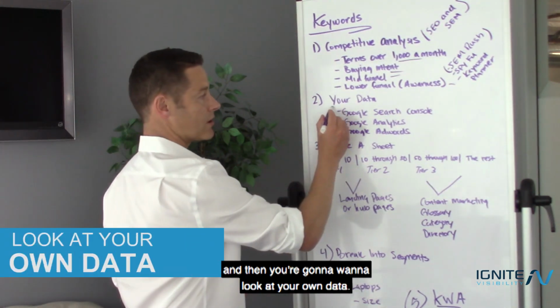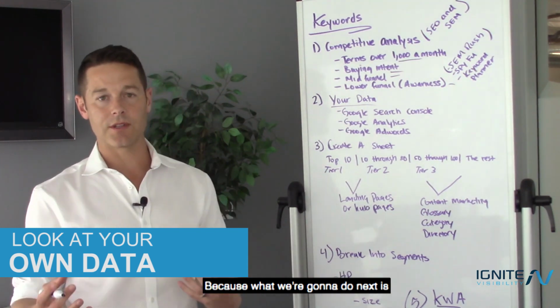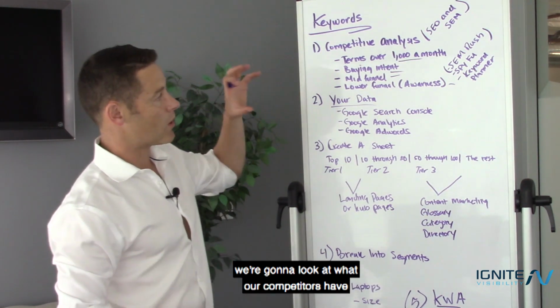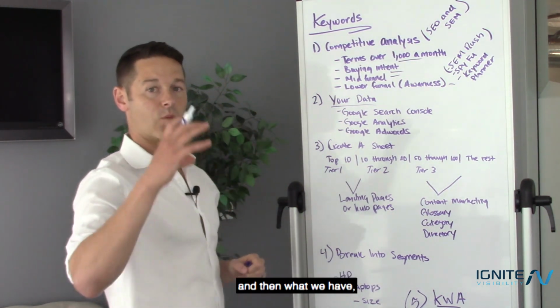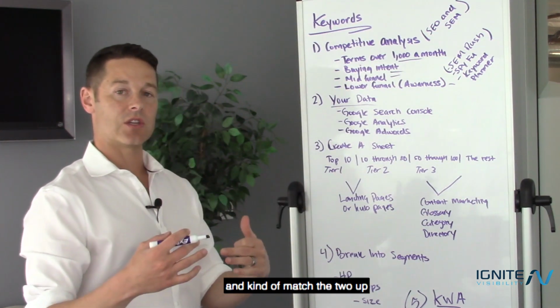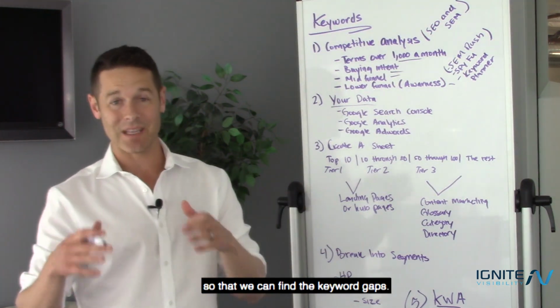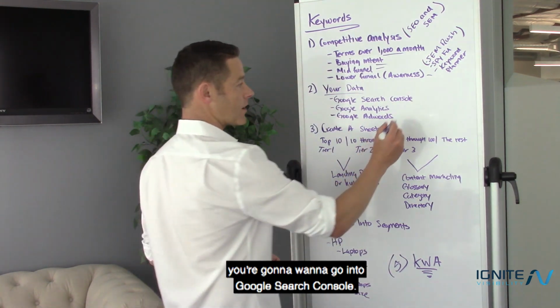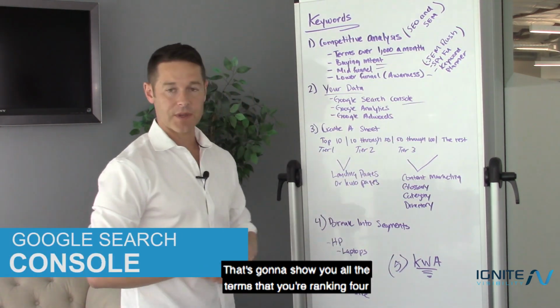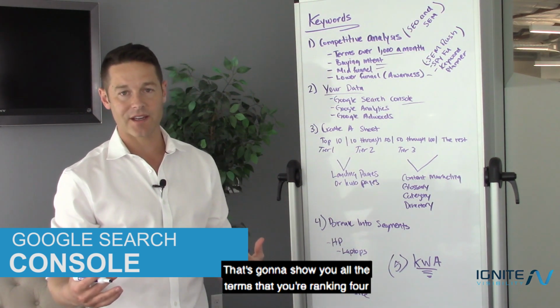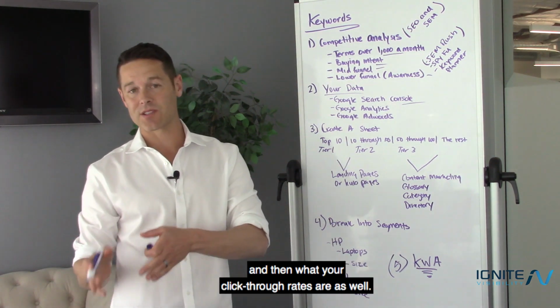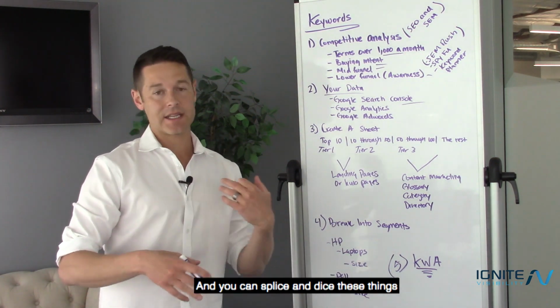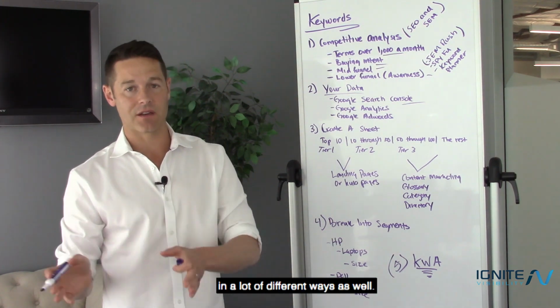And then you're going to want to look at your own data, because what we're going to do next is we're going to look at what our competitors have and then what we have and kind of match the two up so that we can find the keyword gaps. So when you're looking at your own data, you're going to want to go into Google Search Console. That's going to show you all the terms that you're ranking for and then what your click-through rates are as well. And you can slice and dice these things in a lot of different ways as well.